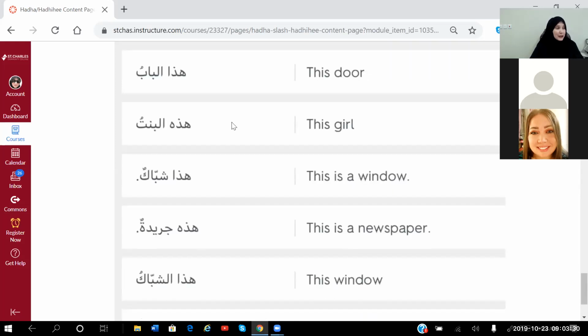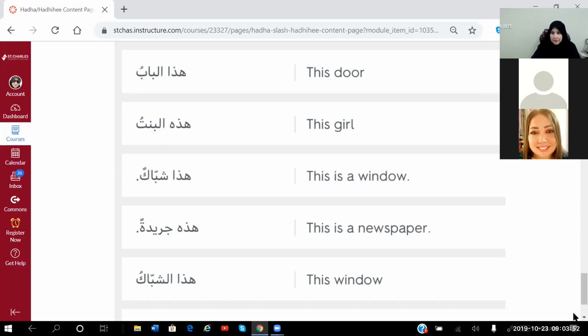Same thing with this girl. We have to use hadihi because hadihi is the feminine form of this. We add an alif lam in between hadihi and bint. We take off one of the vowel markers because anytime you have a word that begins with an alif lam, it can never have nunation.